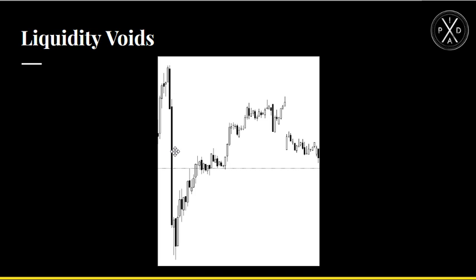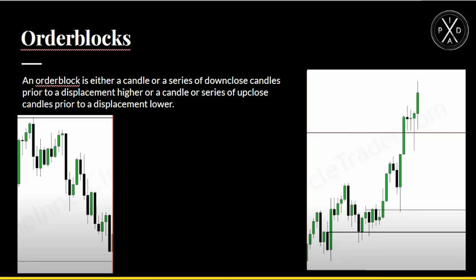And then those two fair value gaps back to back would constitute a liquidity void. And as you can see here, price goes up, it hits that upper part of this liquidity void, and then price changes its state of delivery and starts coming lower. So that's liquidity voids. And now let's take a look at order blocks.